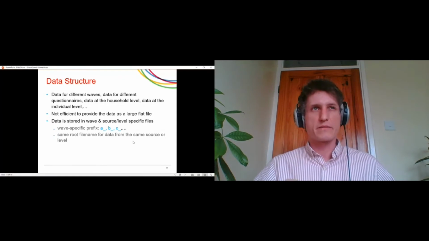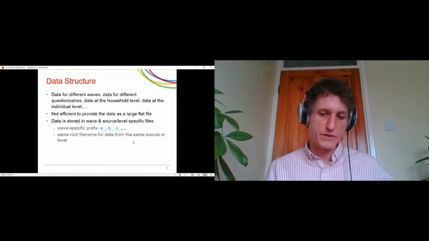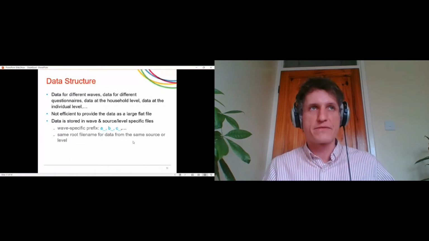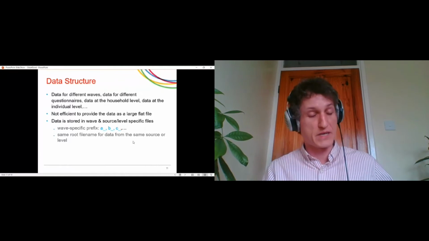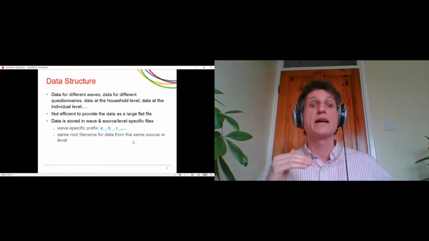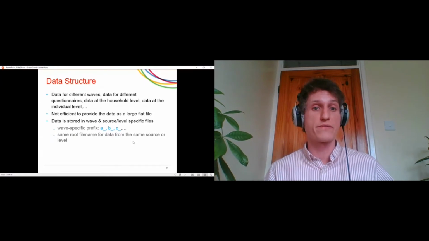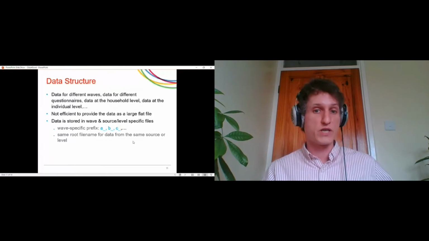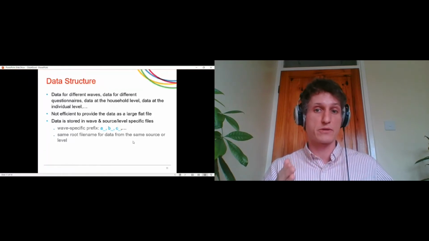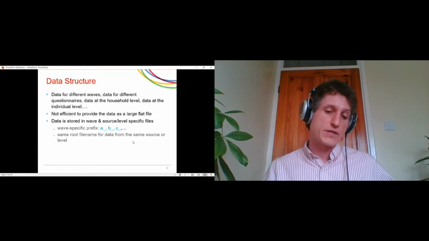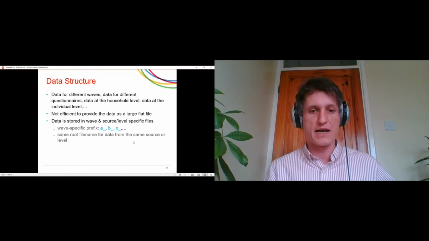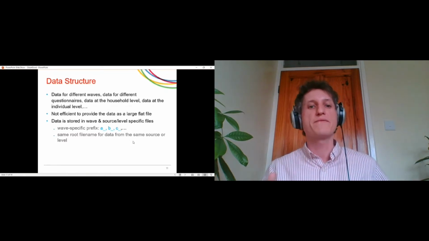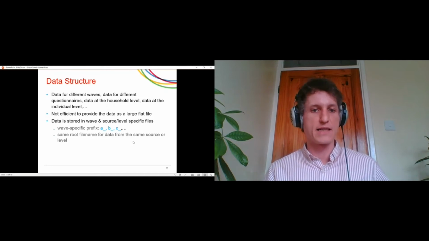I would like to say a few words about the data structure in Understanding Society. Catherine has already mentioned this, and the most important thing to understand here is that we don't offer a single data set. This is different from many, especially cross-sectional, surveys. In our case, there are a lot of different files. We have different data files for different waves, for different questionnaires, and for different levels, that is the household level and the individual level. The reason is that the amount of data and the number of variables is such that it wouldn't be efficient to provide the data as one single large file.